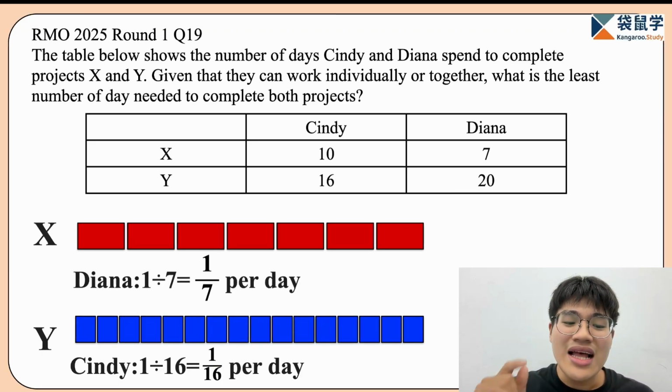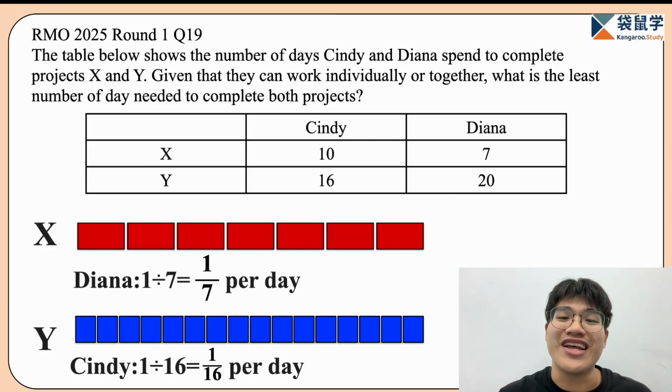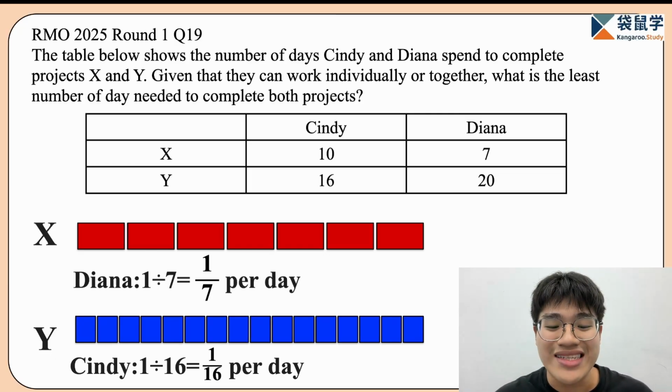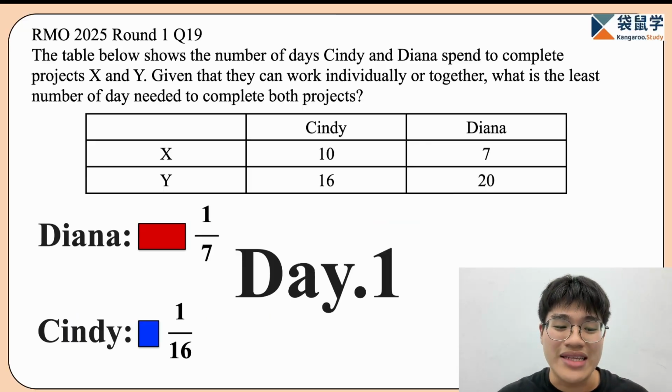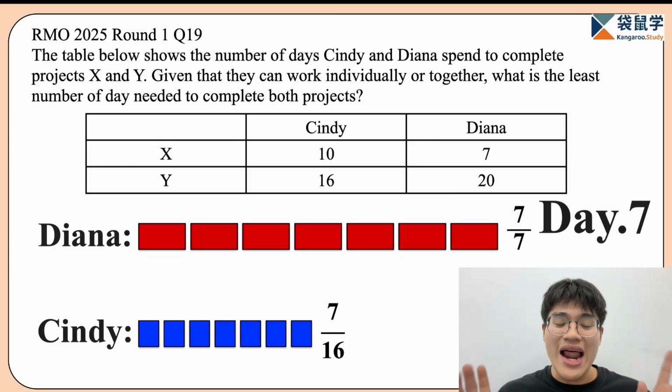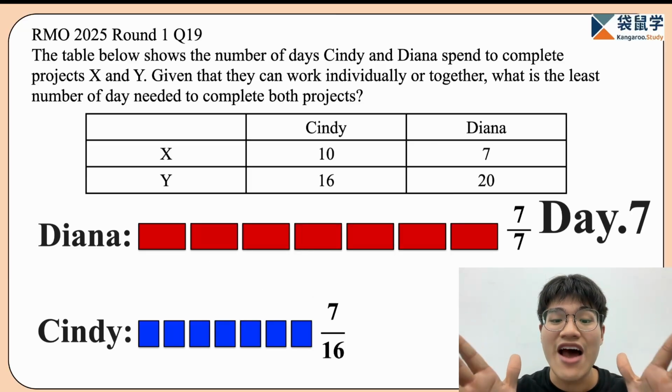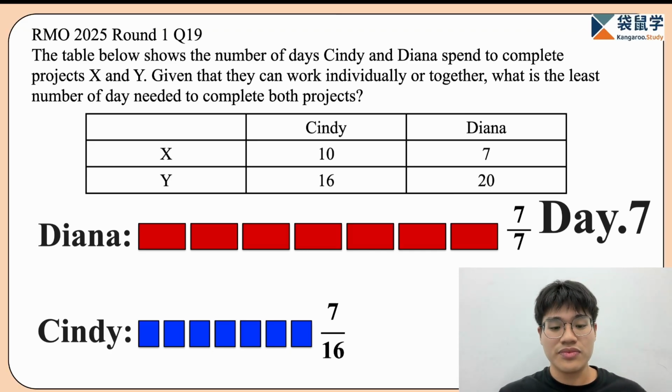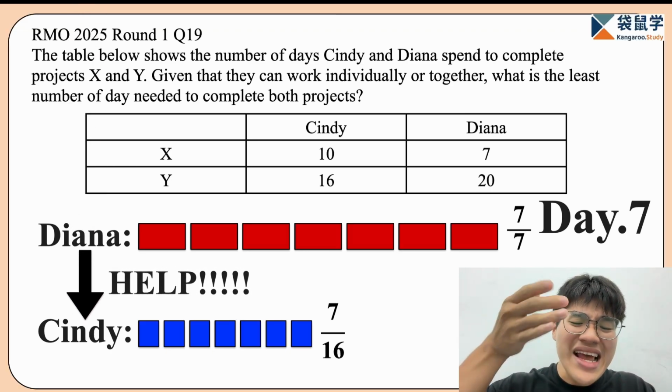So let's see here. Diana spent 7 days to finish Project X. So for Diana, we use 1 divided by 7. We can get 1/7 of Project X done per day. And for Cindy, we use 1 divided by 16 to get 1/16 of Project Y per day. Now this is day 1, where Diana and Cindy make progress. Day 2, ... day 7, and we know that here, Diana finished Project X. So Diana can help Cindy here.